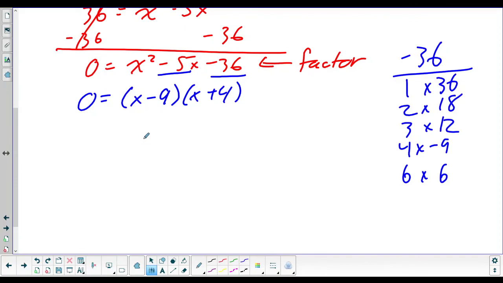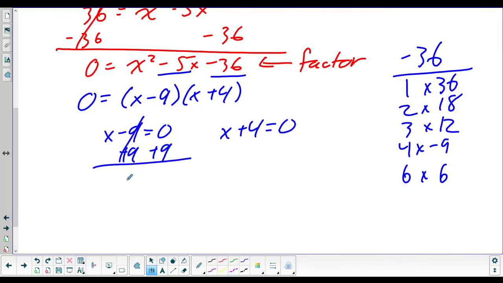Then we set these equal to 0. So x minus 9 equals 0. x plus 4 equals 0. Add 9 to both sides. x equals 9. Subtract 4 on both sides. x equals negative 4. And now we should probably check these.